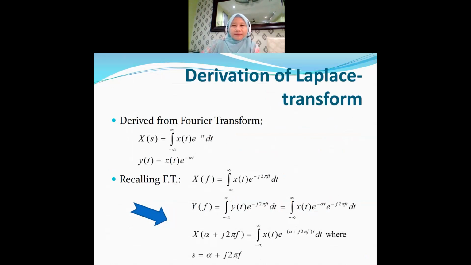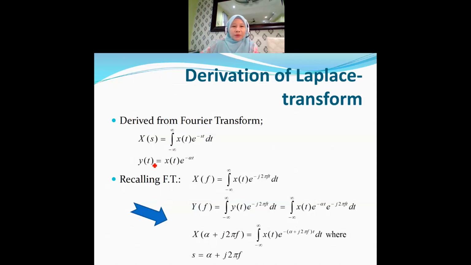Okay, what about the derivation of the Laplace transform? The Laplace transform is derived from the Fourier transform. This is the review. So in Laplace, X(s) equals the integral of x(t) exponent negative st dt, from negative infinity to positive infinity. So this is the Laplace transform.